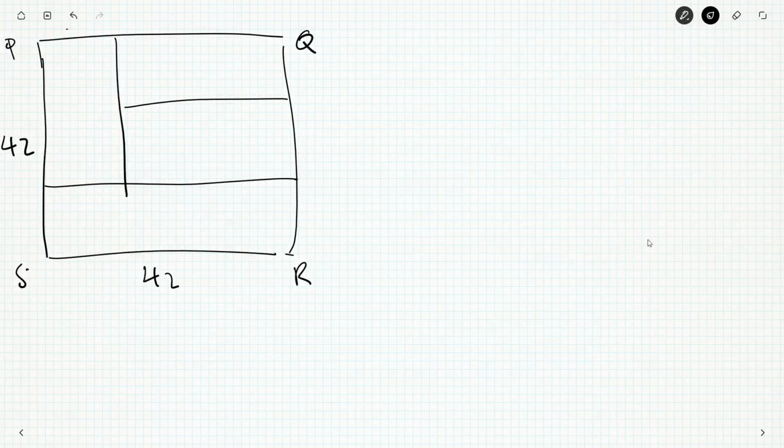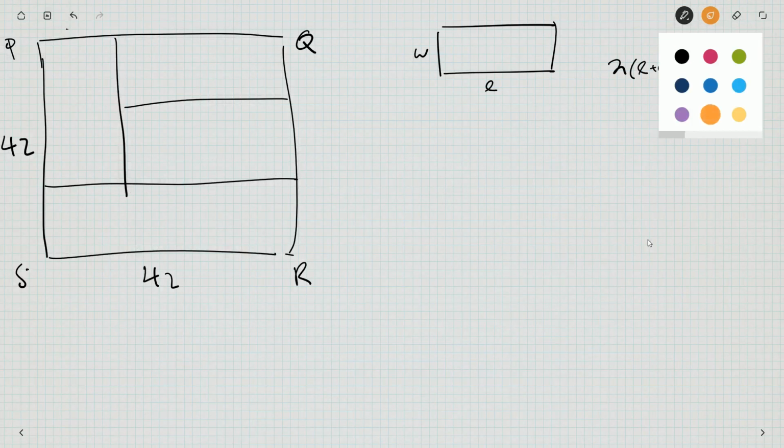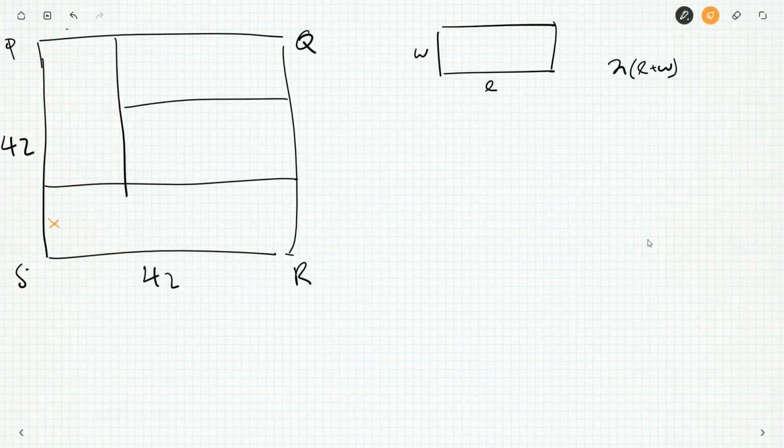Now, perimeters. So if I have length times width, of course, perimeter is twice length plus width. Now, I don't know many of these lengths here. I do know a 42 along the bottom. I'm going to give some names here. So I'm going to call this x. That means this length here is 42 minus x.